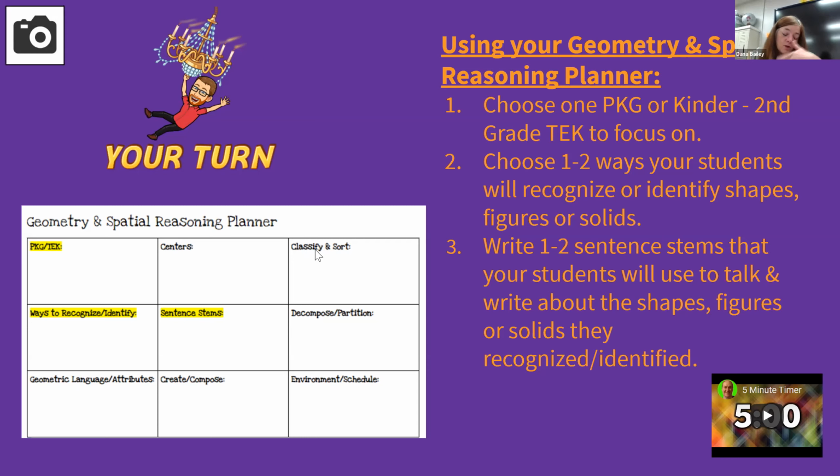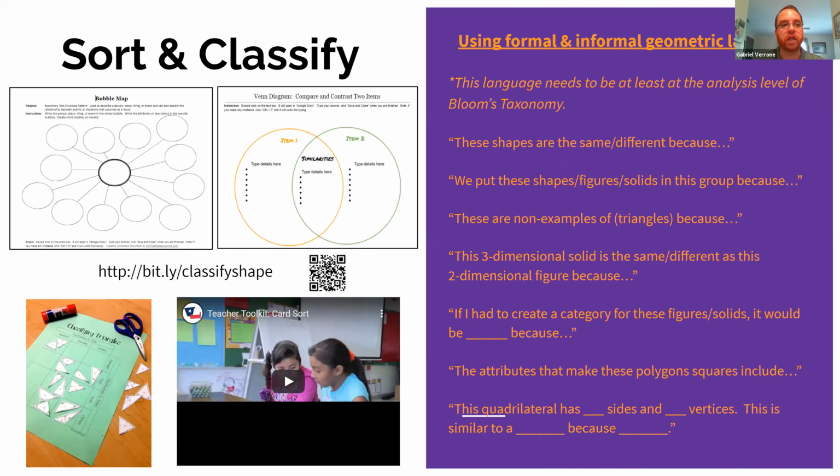Oh, I was just, as you all were talking, I was thinking, and it goes with what was just said. I can identify a square because it has 4 sides. And I know I'm a little bit higher than that, but I like that because then it tells why they're thinking it's a square. And that is a perfect segue into our next one, which is sort and classify.